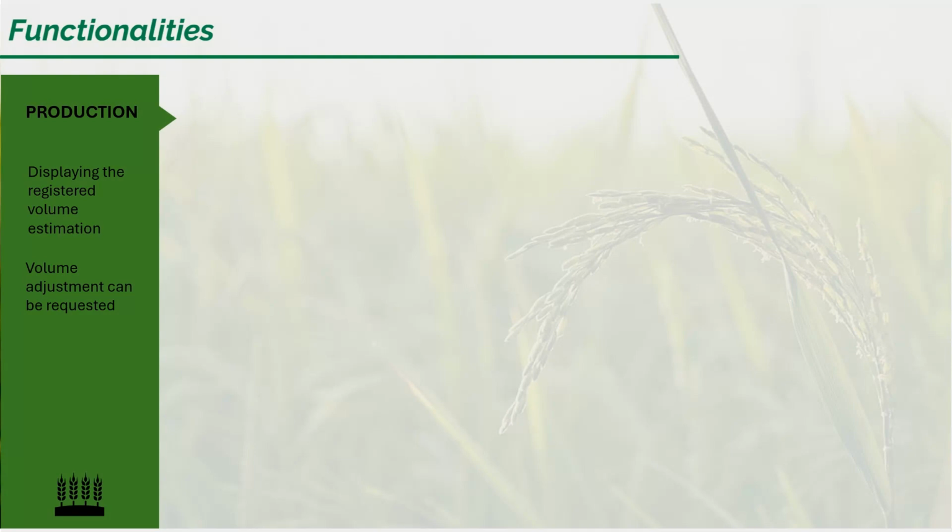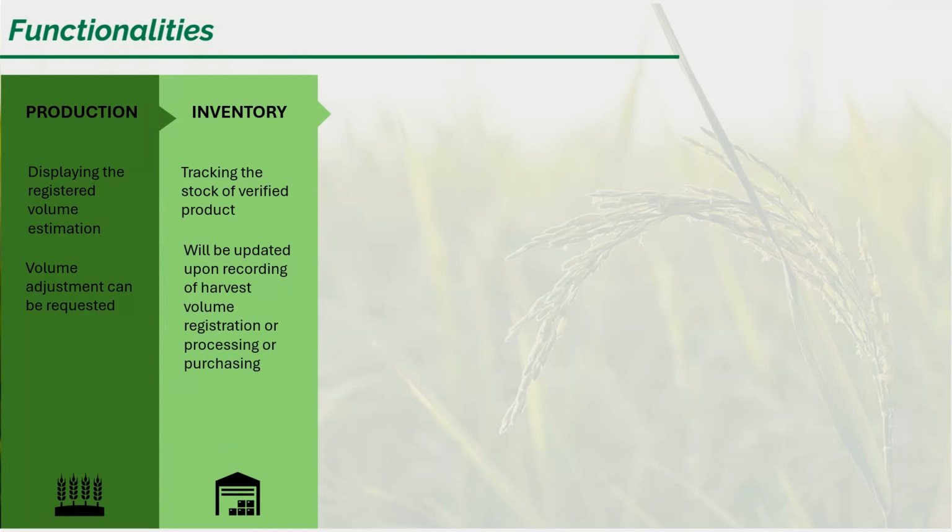The next function is inventory. On this menu, we can track the stock of SRP rice within the system. Any change of the volume, either made by purchasing, selling, or processing, will be reflected in inventory once the change is registered in the system.